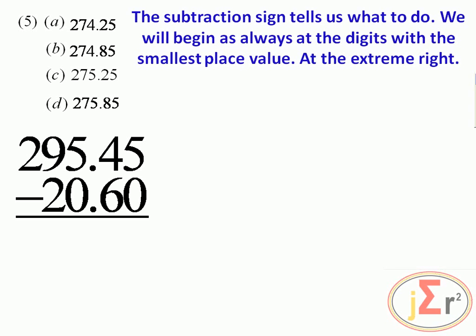at the digits with the smallest place values, and those digits are located to the right. So 5 minus 0, and the result is 5. If you have 5 things and you do not take any away, we will have what? 5. All 5 of them still. So that goes right there.